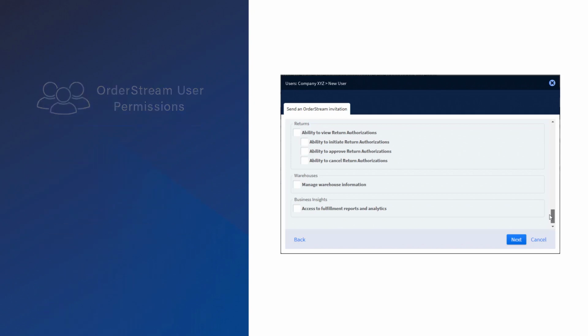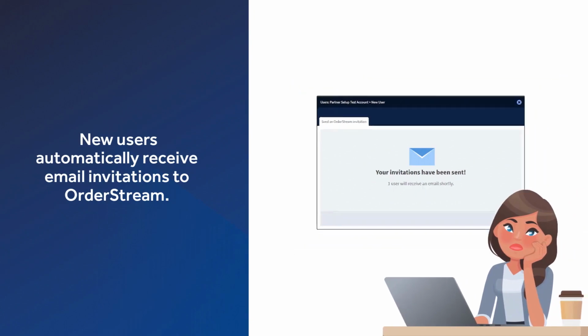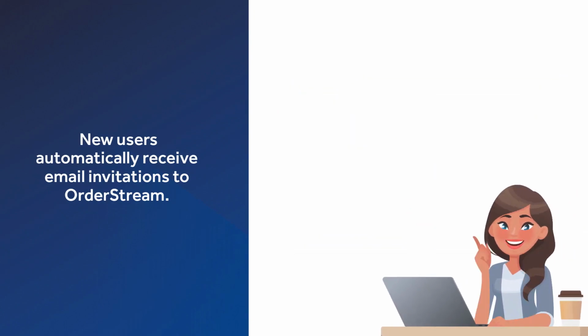Once you decide which permission sets to grant to the OrderStream user you're adding, click the Next button. You'll see that the process of adding a user is now complete, and that user is sent an email officially inviting them to the OrderStream application. Nice!